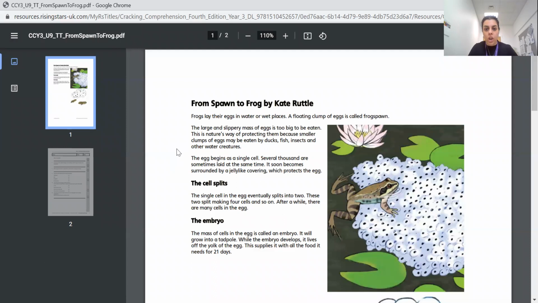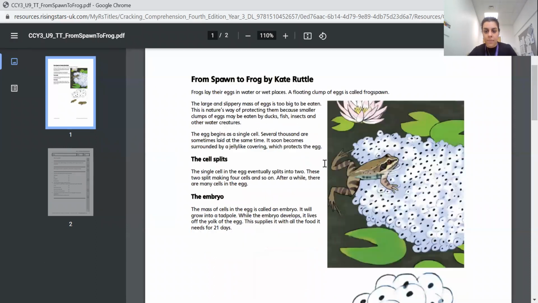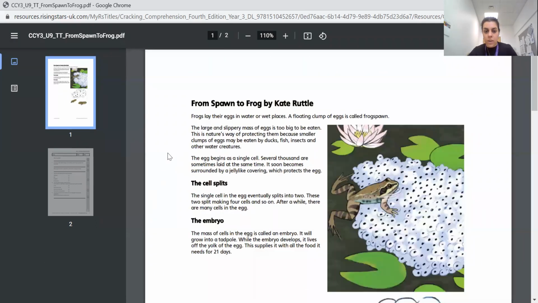I know you've had comprehension earlier on this week with Mrs. Mirza, so today is the one with me, and today's text we are looking at is a non-fiction text called From Spawn to Frog, and this is your text, the one that you can see here. If you want to pause the video now to get a photo of that, that's absolutely fine.